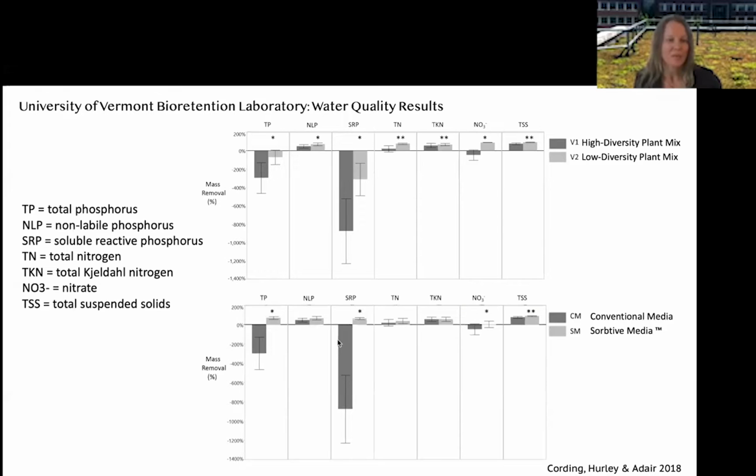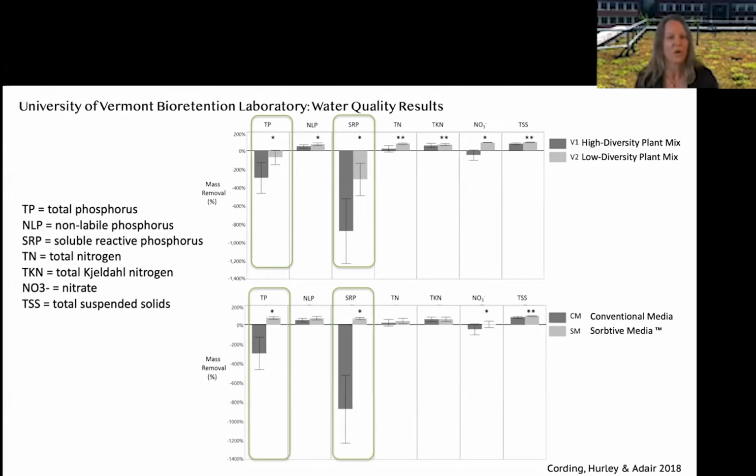For the bottom, conventional media versus that proprietary sorptive media, you will see phosphorus absolutely in large ranges in both the total and soluble reactive forms is coming out in far greater amounts from these bioretention systems than what came in from the roadway. This only varied with the sorptive media, and this is actually close to 100% removal in the positive range for phosphorus removal.